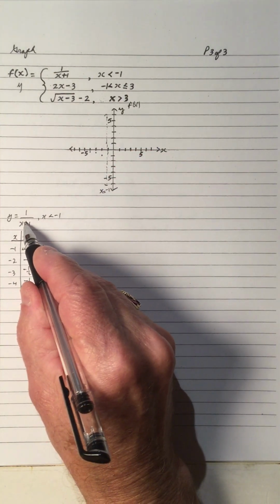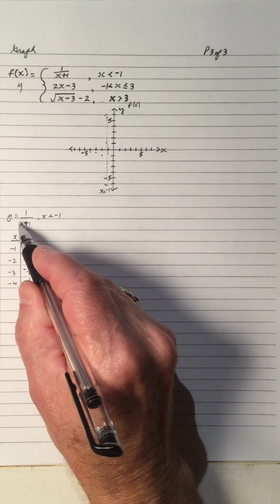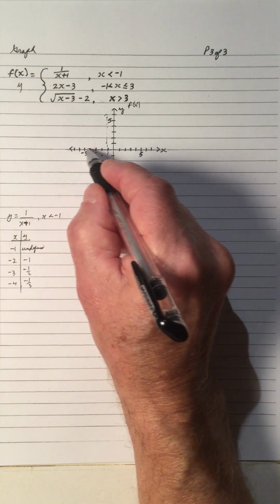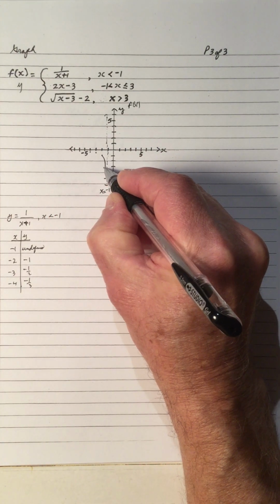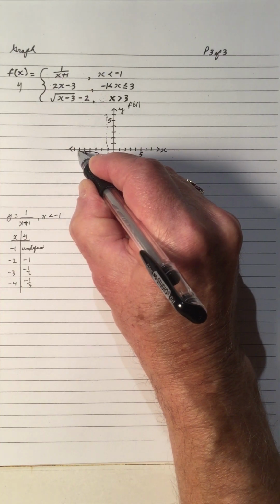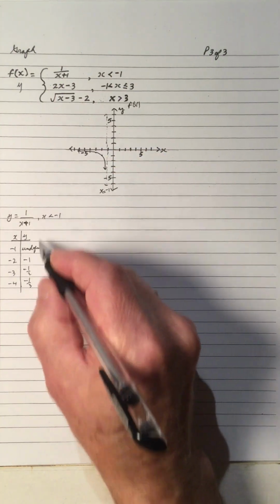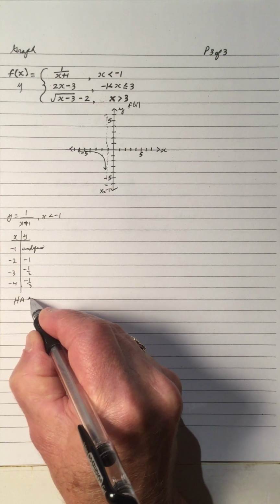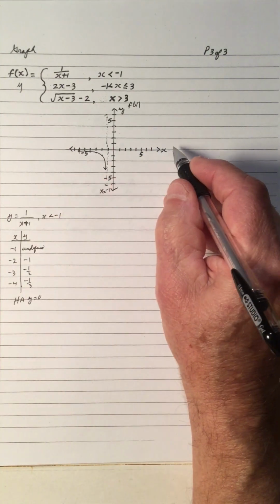So note, as x goes to infinity, this fraction goes to 0. So there's a horizontal asymptote right here. This graph goes along the vertical asymptote and along the horizontal asymptote. There it is. The horizontal asymptote here is y equals 0. So it's going along by this.